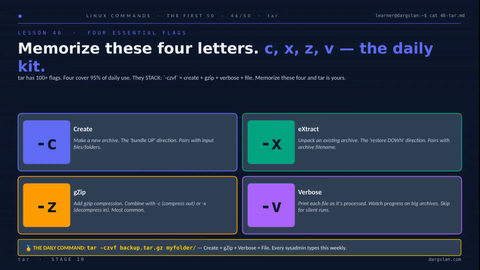4 letters do almost all the work: c to create, x to extract, z for gzip, v for verbose. That running list of files scrolling past so you know it's actually doing something, and they stack. tar czvf backup.tar.gz myfolder: create, compress, narrate, name the file. That's the line every sysadmin types every week. Memorize those 4 and tar is basically yours.